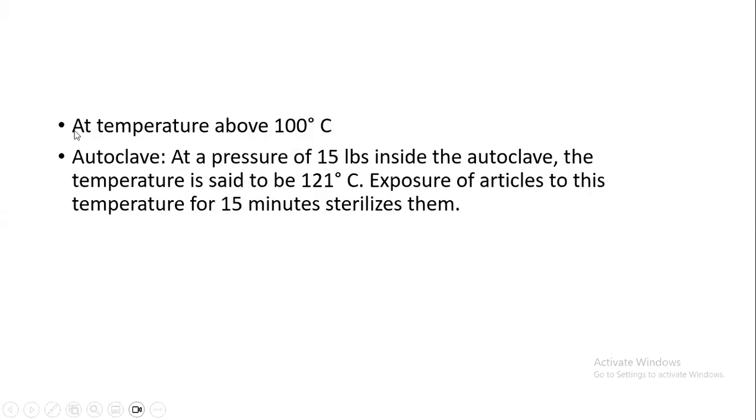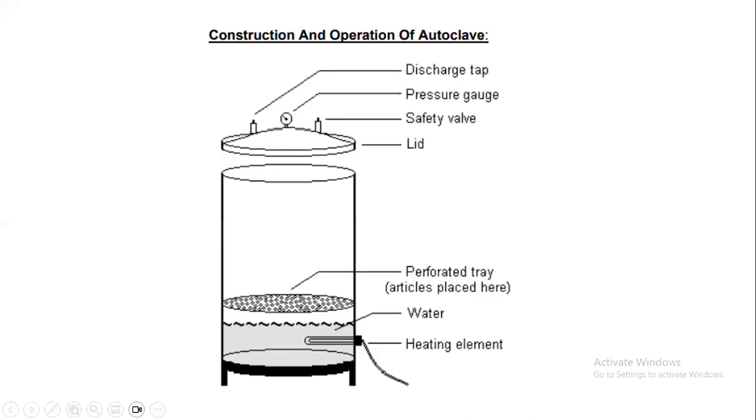This method is also known as tyndallization. Then thirdly, we make use of a temperature above 100 degrees Celsius, which is used in an autoclave, where we make use of 15 lbs pressure for at least 15 minutes at 121 degrees Celsius. This is a diagram of a typical autoclave.